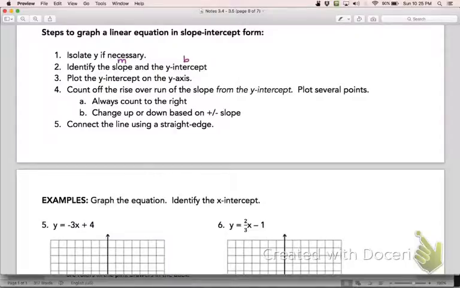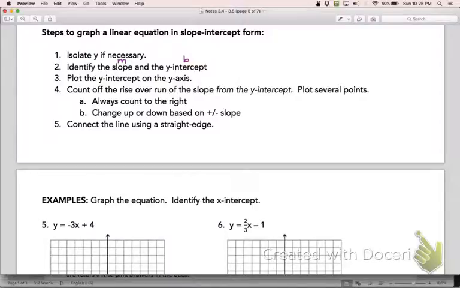We want to plot the y-intercept on the y-axis. The first thing that we use is the y-intercept. Then we use the slope. So step 4 says count off the rise over run of the slope from the y-intercept and plot several points. So you're kind of going to make a staircase. I'll show you what that looks like.